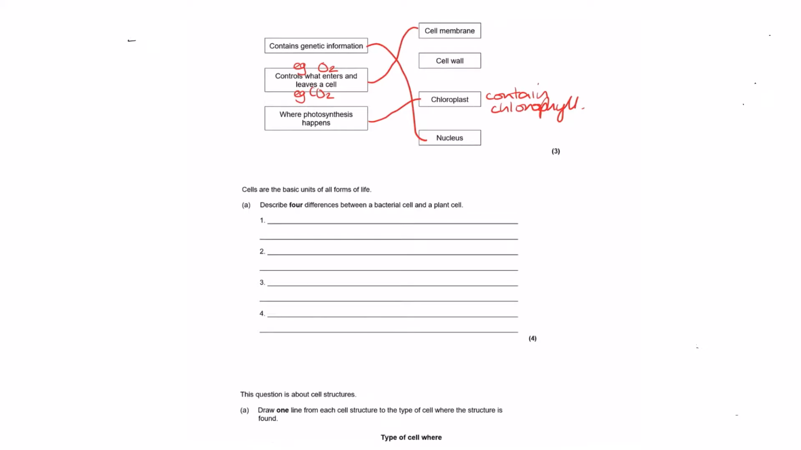This question has quite a bit of challenge. There's not much for us to go on apart from memory recall here. Cells are the basic units of all forms of life. We have similar information in the previous question. Describe 4 differences between bacterial cells and plant cells. Quite a bit of challenge here. Press pause, have your best go, and press play when you're ready to go through the answers.